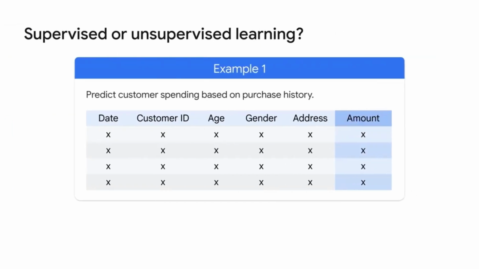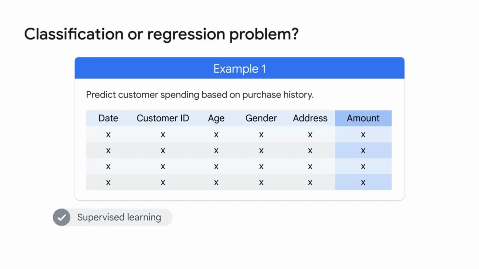All right, time to test your learning. You are asked to predict customer spending based on purchase history. Is this supervised or unsupervised learning? Yes, that's supervised learning because you have the labeled data, the amount the customers have spent, and you want to predict their future purchases. Is this a classification or regression problem?